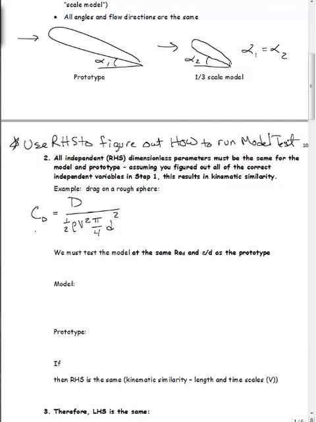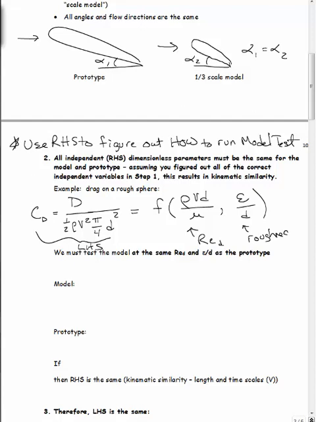But our CD, this is your left-hand side, is going to equal some function of rho V D over mu and epsilon over D. This is a rough sphere. You saw this in the lab. This is your Reynolds number. This is a roughness scale. So in order to achieve this similarity we're talking about, what we need to do is make sure that those right-hand side variables are the same for your model as they are for your prototype. Wherever it is that you want to get information about your prototype, you're going to calculate the Reynolds number and use that in your model.